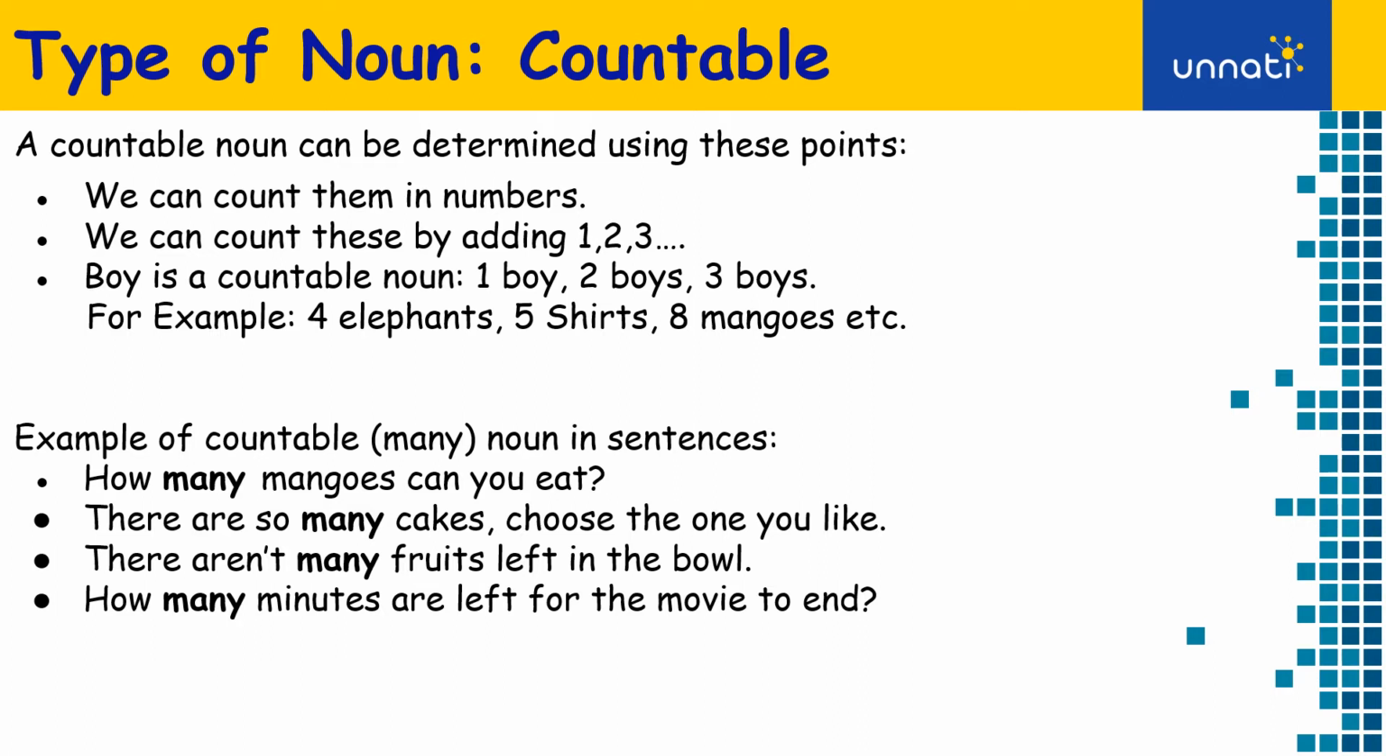For example, boy is a countable noun. There are 2 boys in the room. 4 elephants, 5 shirts, 8 mangoes. So mangoes, shirts, elephants, boys, all are countable nouns. So we use many with these countable nouns. For example, how many mangoes can you eat? Many with mangoes. There are so many cakes. Choose the one you like. So that means there are quite a number of cakes there that can be counted. So it said there are so many cakes.